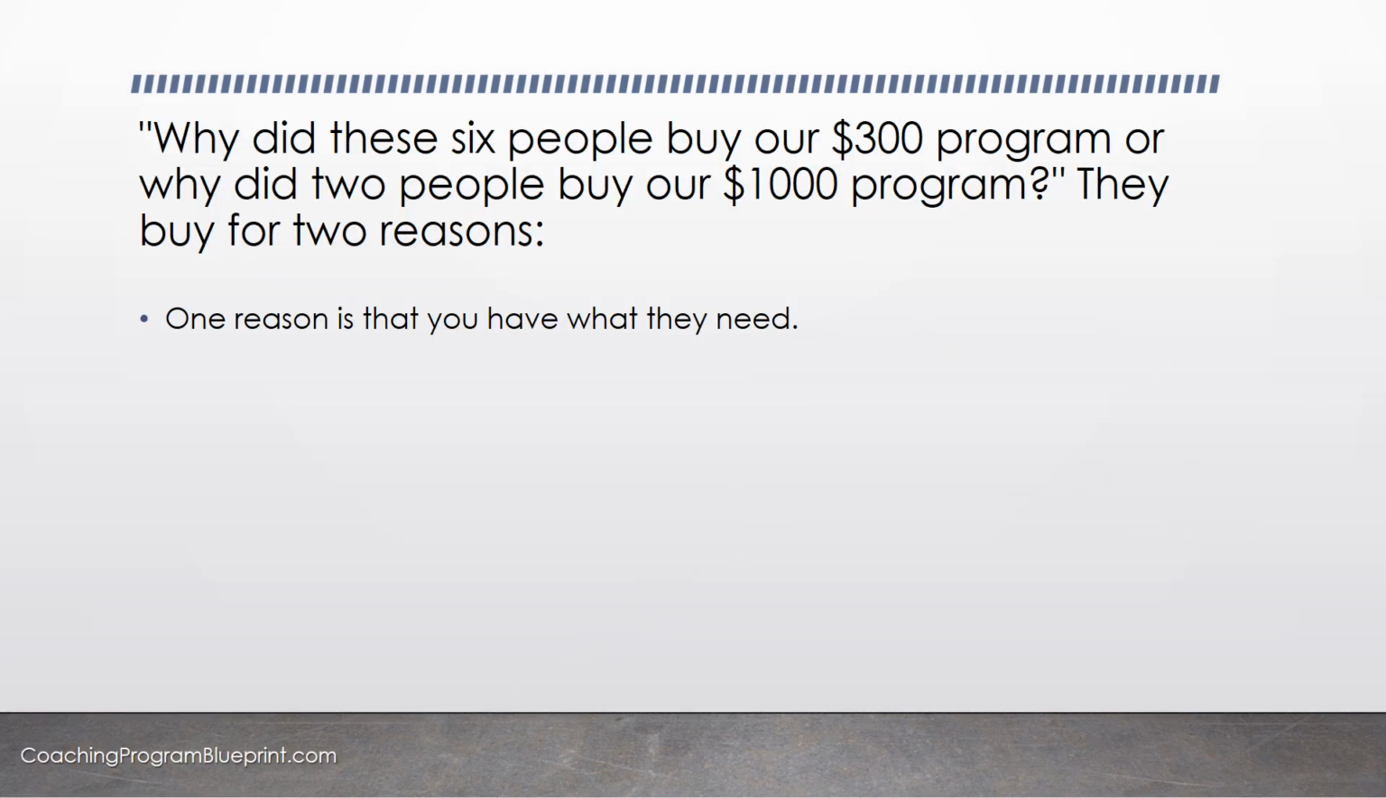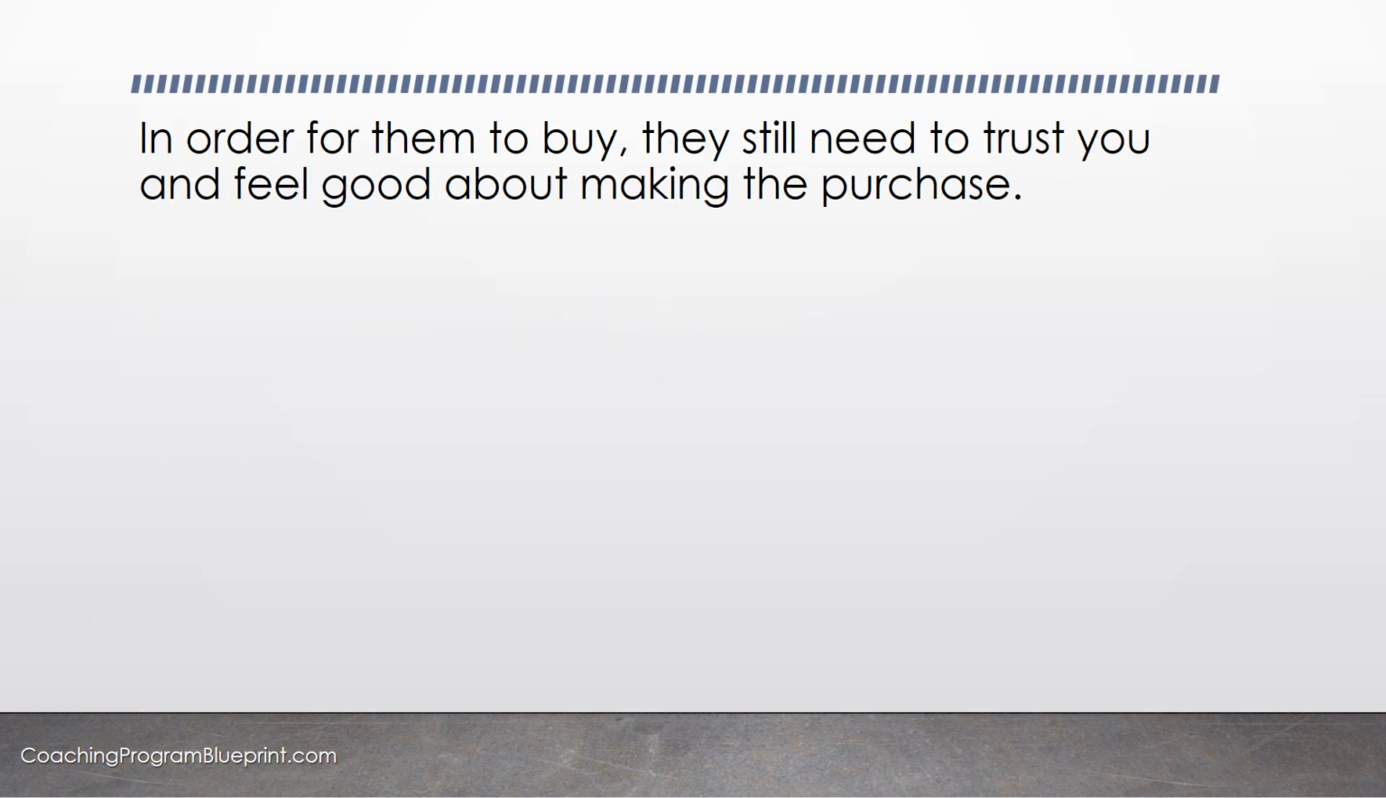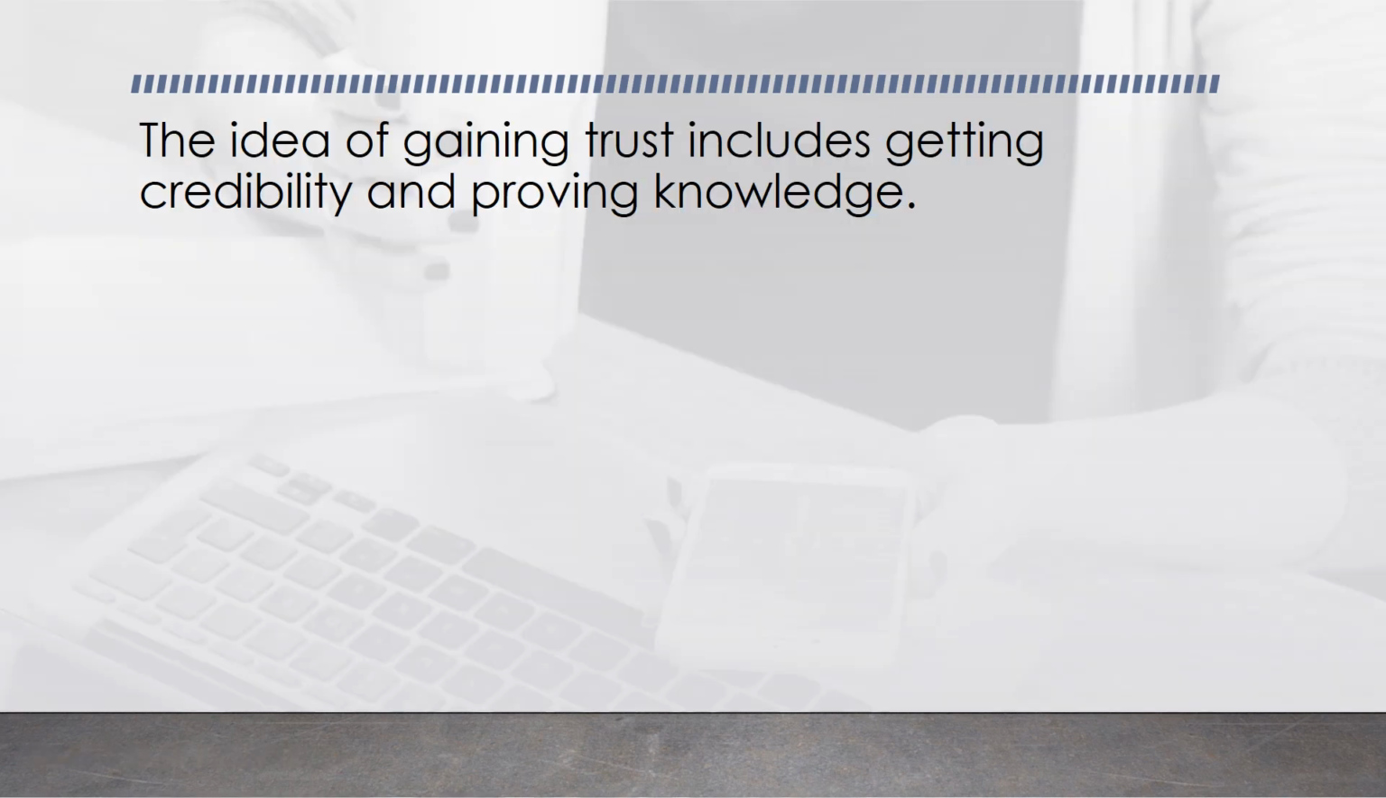We now ask the question, why did these 6 people buy our $300 program, or why did 2 people buy our $1,000 program? They buy for 2 reasons. One reason is that you have what they need. For example, if you're in the cat niche and you're selling a course for dog lovers, then you're probably not going to get people to buy because these people were just not interested in what you have to offer. If you're marketing to the wrong people, then you're not going to sell anything. So let's make the assumption that you're selling to the right people and that what you're offering them solves a problem. But in order for them to buy, they still need to trust you and feel good about making the purchase. The idea of gaining trust includes getting credibility and proving knowledge.